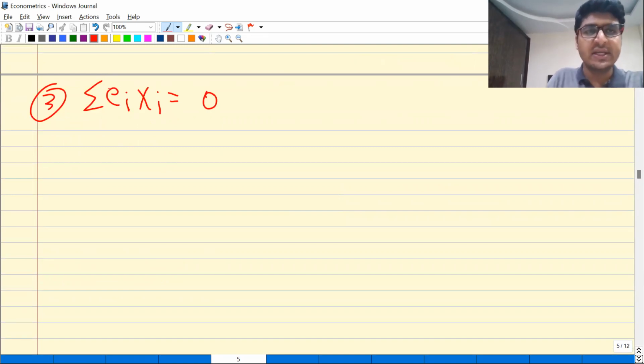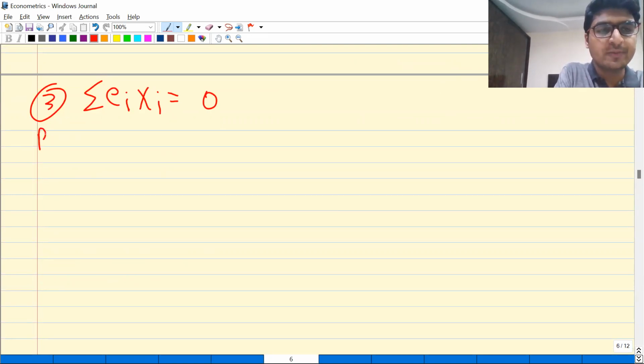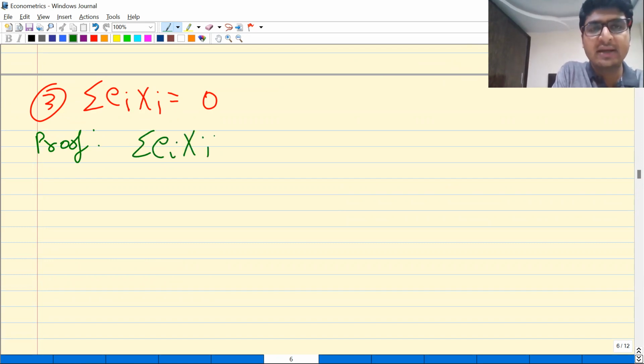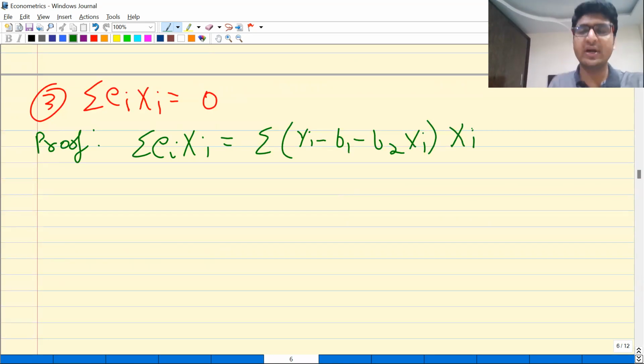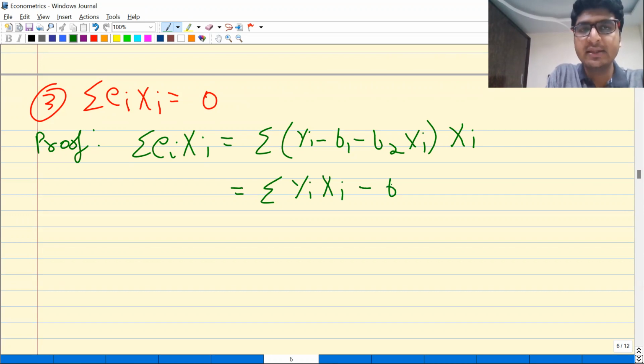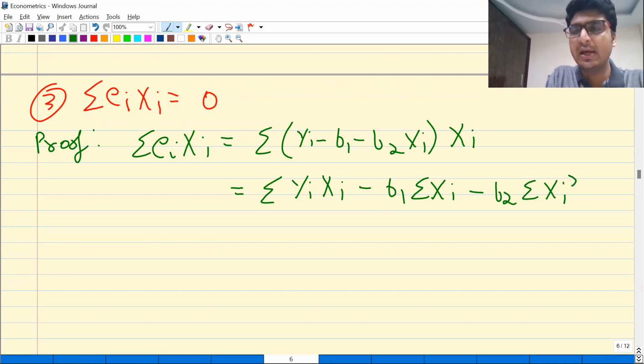Third property is that summation ei into xi will be equal to 0. इसका प्रूफ देखते हैं. तो summation ei xi को मैं लिख सकता हूं, I can write instead of ei, yi minus b1 minus b2 xi into xi. ठीक है. So it is equal to summation yi xi, minus b1 summation xi minus b2 summation xi square.